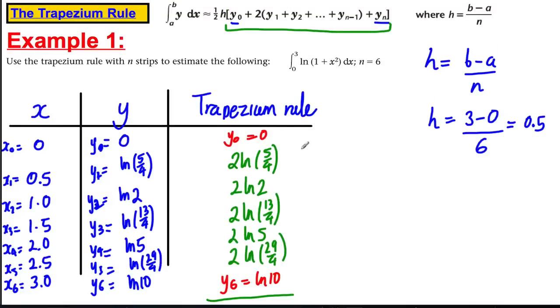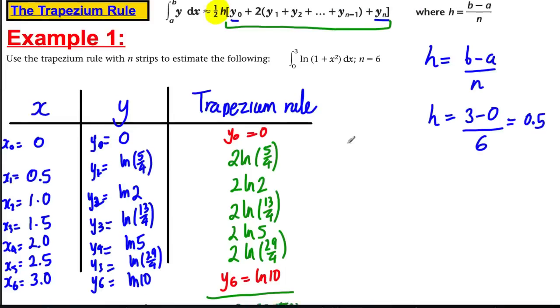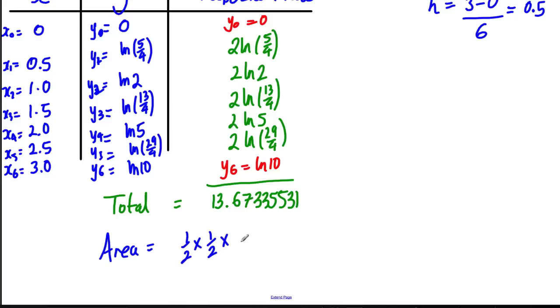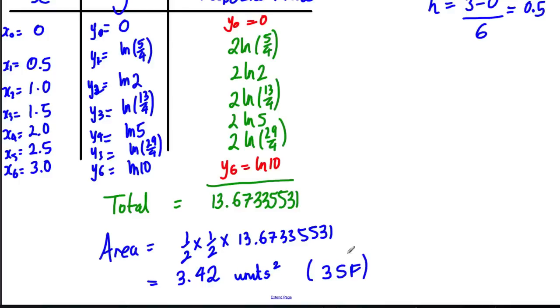So we're going to estimate this. The last thing we need to do is we need to multiply by half h. So we're going to take this, the area is therefore a half multiplied by a half multiplied by 13.67335531. And our approximation for the area is 3.42 units squared to 3 significant figures. And that is our answer for that question, 3.42 units squared.